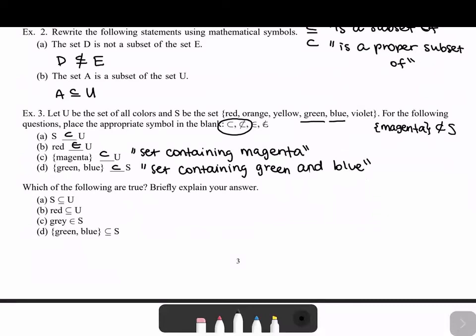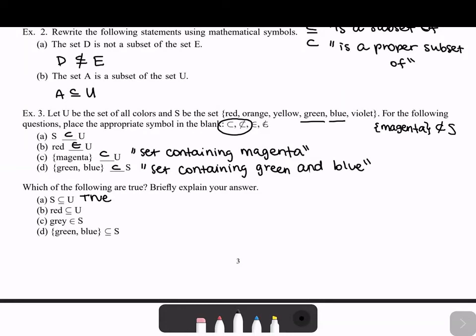Okay, so now which of the following are true? The first one is S being a subset of U. So this is true, right? Just based on the definition of subset, all of the elements of S, red, orange, yellow, green, blue, and violet, those are all colors. So they're all in the universal set U. So this is true.